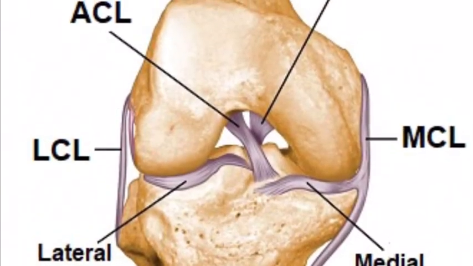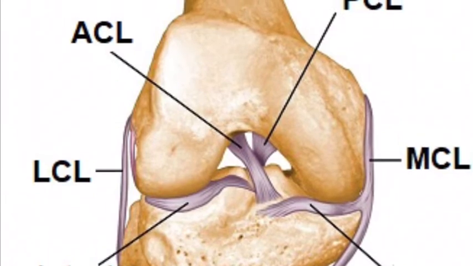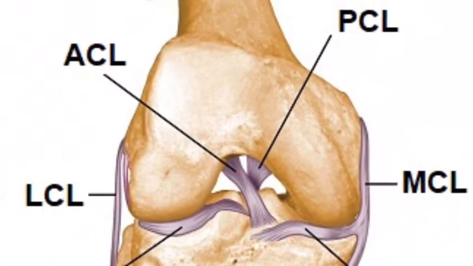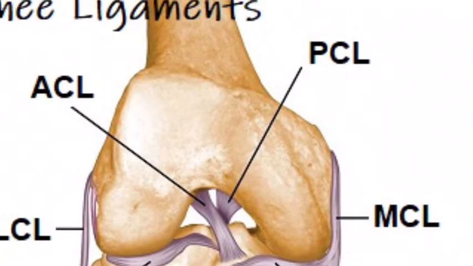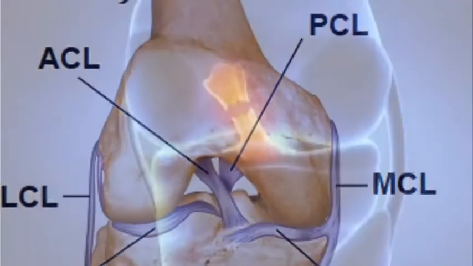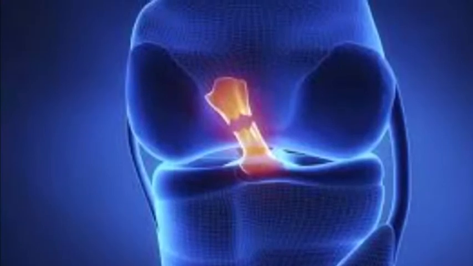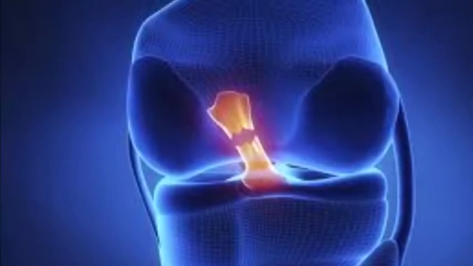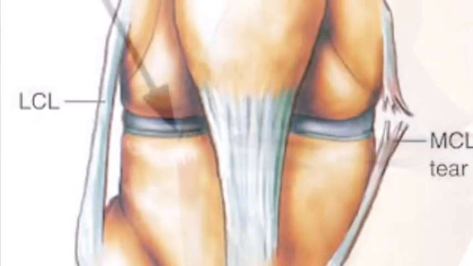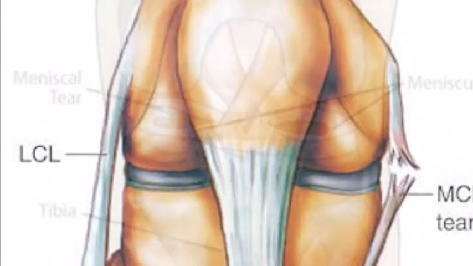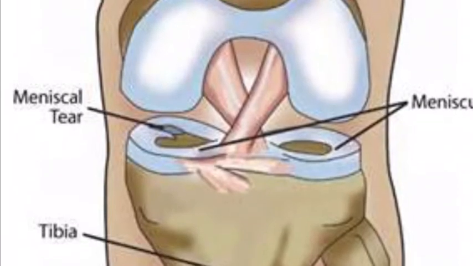Moving on to the ligaments, there are four important ones in the knee: the medial collateral ligament, lateral collateral ligament, anterior cruciate ligament, and posterior cruciate ligament, including the patellar tendon. Some of these ligaments can be exposed to injuries, including the ACL tear, the PCL tear, LCL tear, or the MCL tear too. Sometimes there can be a meniscus tear too.